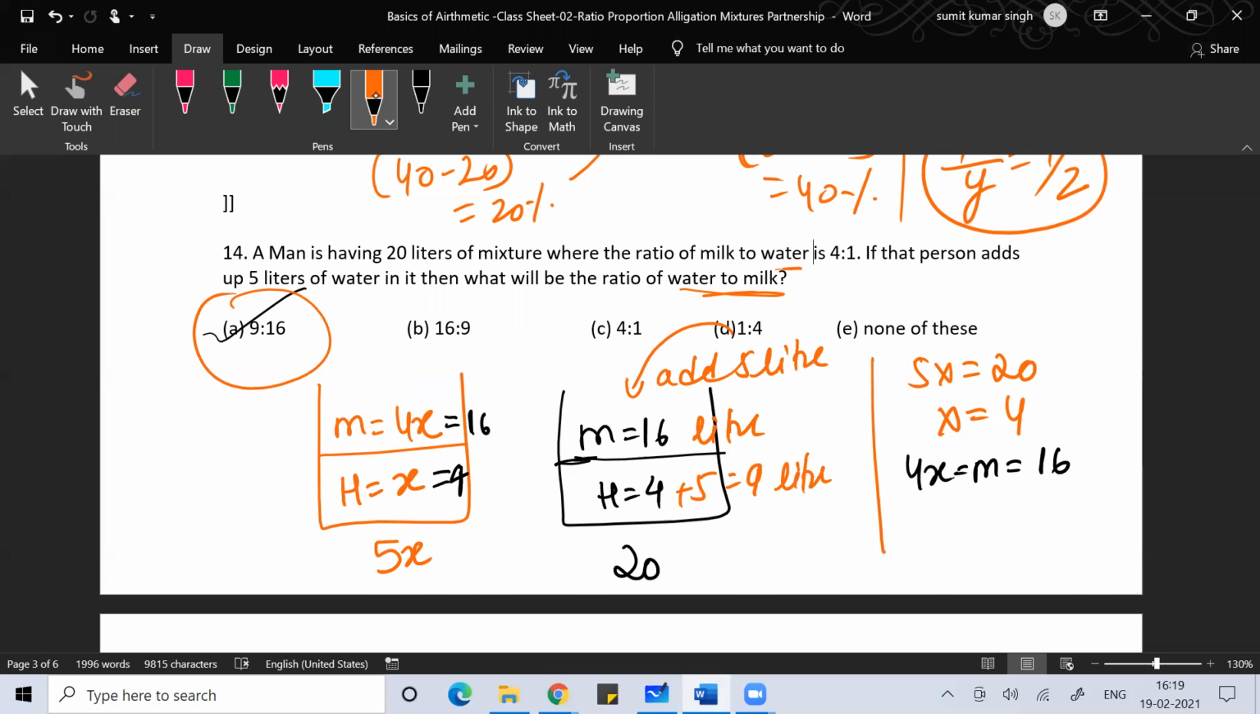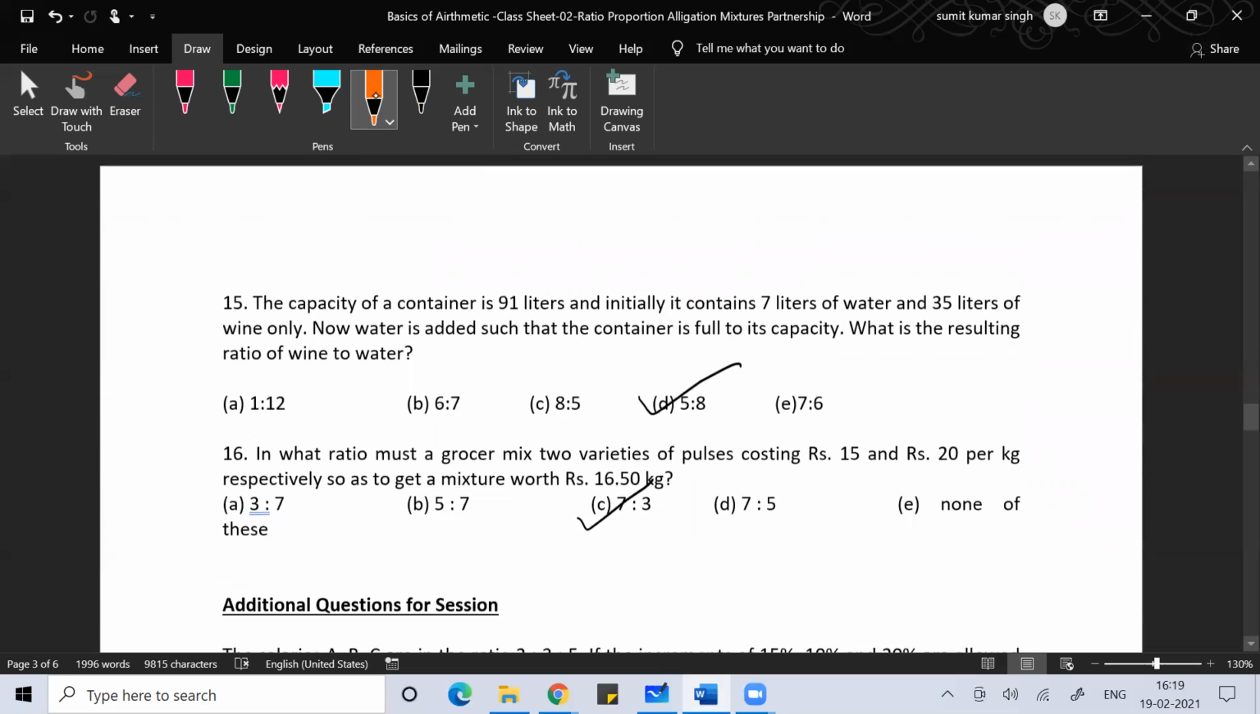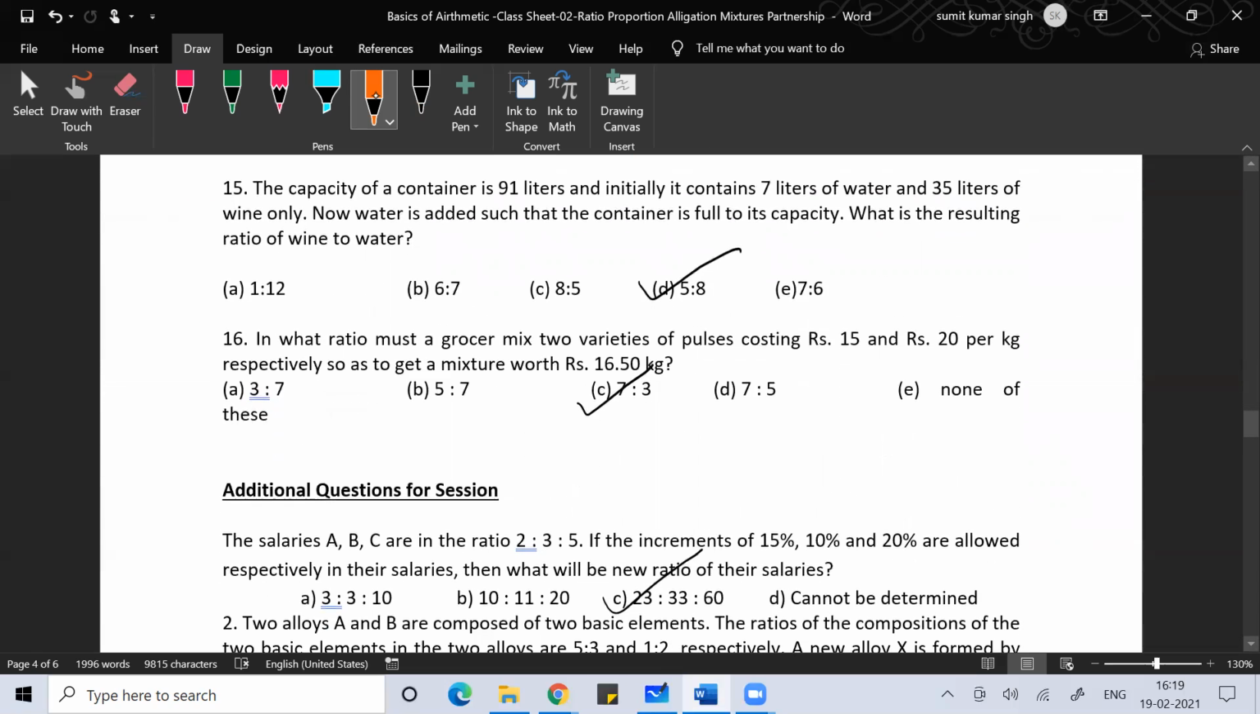Simple calculation. Clear everyone? Then question number 15.